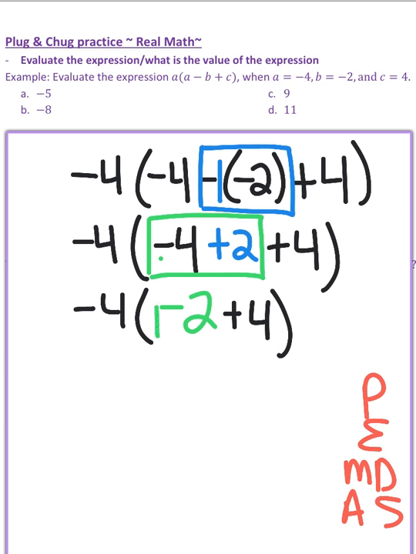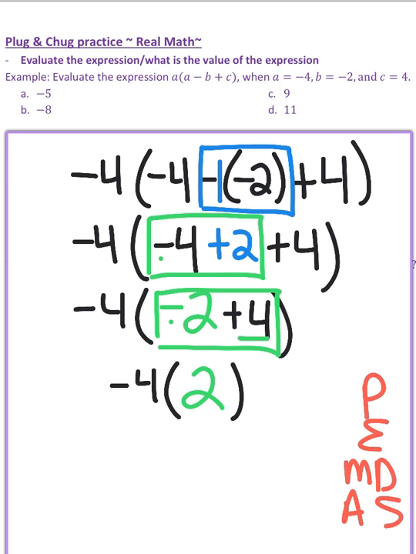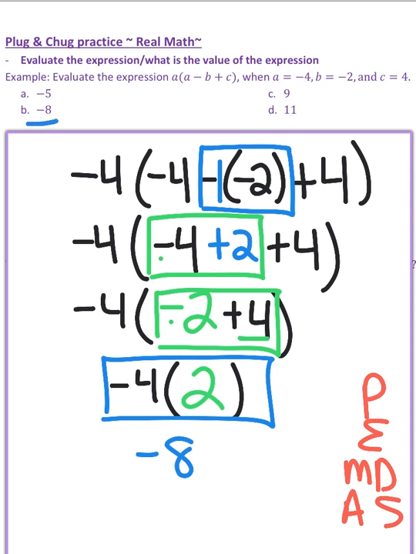And I'm still working inside those parentheses. I have -2 plus 4, and again I have a negative number and a positive number, so I'm going to subtract them. But this time it's a +2 because my 4 was the larger number and it was positive. So my very final thing I need to do is -4 times 2, which gives me a -8. And looking up there, I have an answer choice of -8 for B.